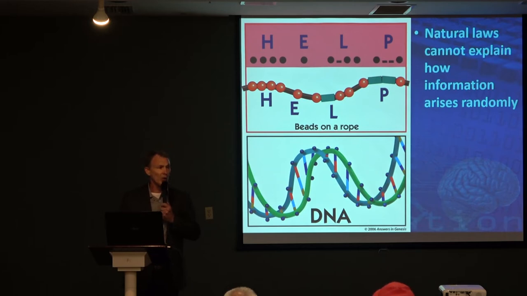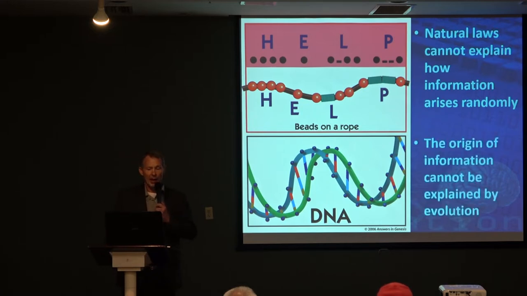Now, there are no natural laws that anybody knows of that produce information by just interactions with matter. There is no known method of getting information from nothing. And the information cannot be explained by evolution. And so God designed this language so it could produce all the proteins that every living thing needs.